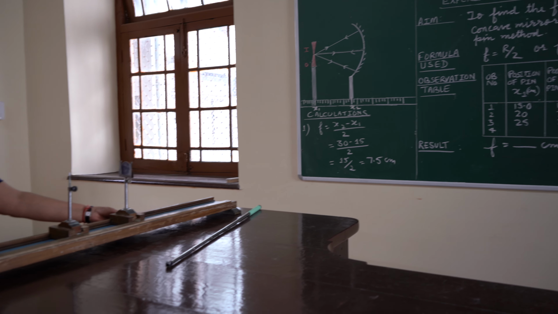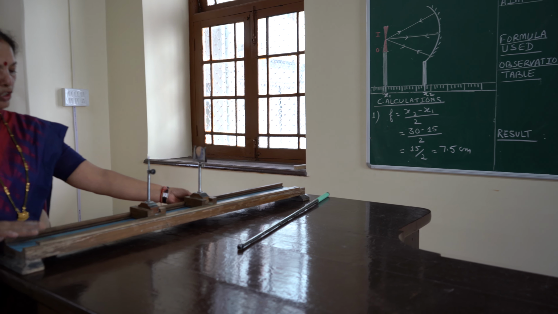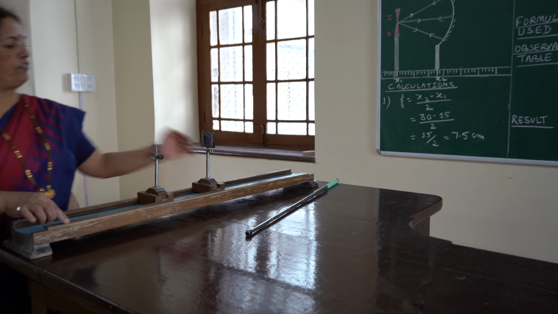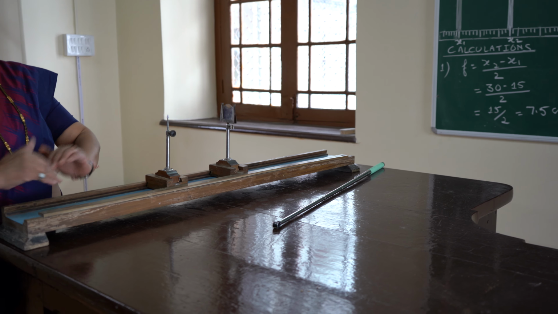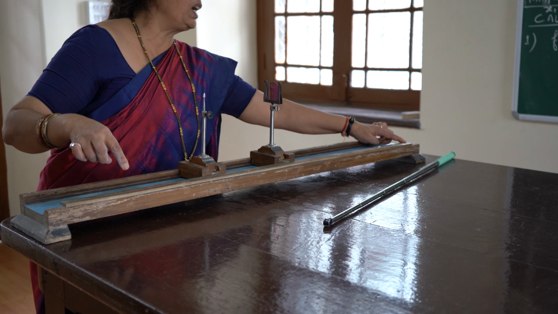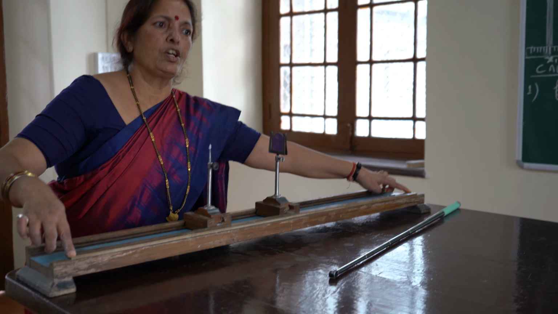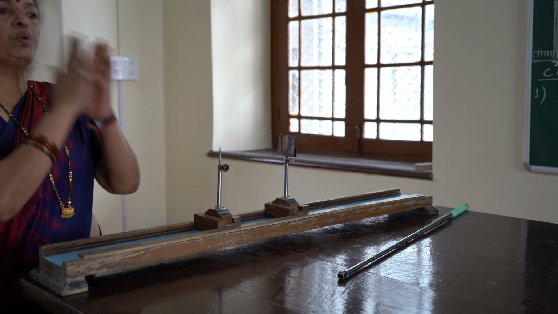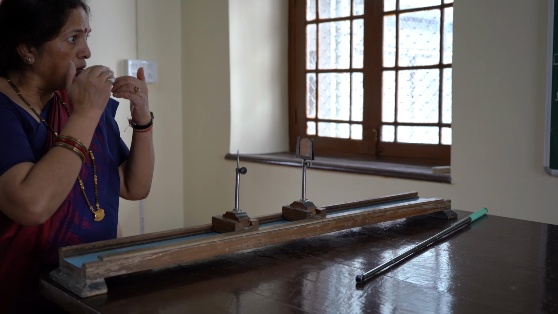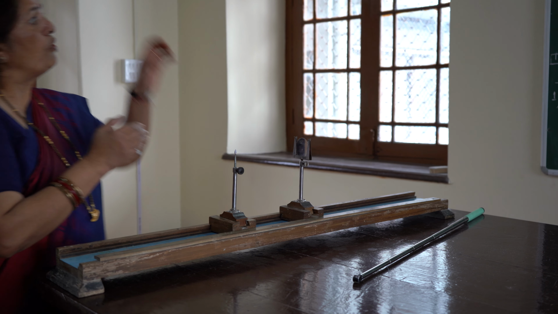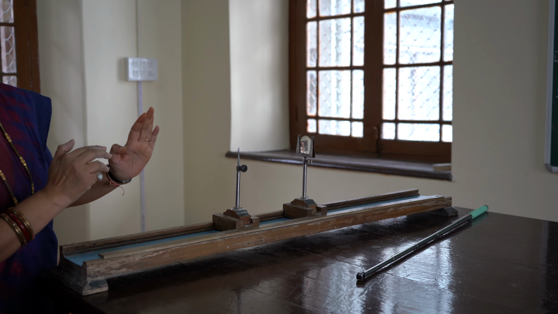So this is your optical bench, and on the optical bench there's a ruler fixed here, right? There's a ruler fixed here, and on both sides there are markings. One is starting from here and one is starting from here. That means on one side 0 is here and on the other side the 0 is here. So whichever side you want to take, you have to take the same side for both the readings, right? But please make sure which way you have been given the formula, right?